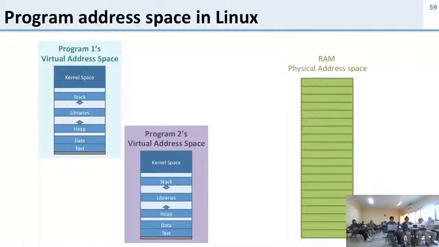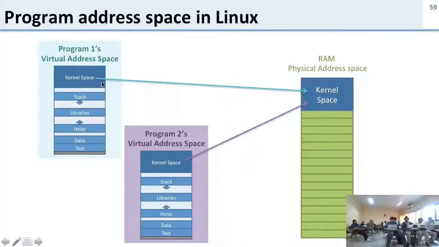So let's take a look at how these address spaces overlap in Linux. So here's 2 programs, program 1 and program 2, and they both have the same view of the address space. This is their own 32-bit virtual address space. And you can see how they map. So the kernel space on both of these maps to the same place in physical memory. That's fine. Neither of them is allowed to access it.